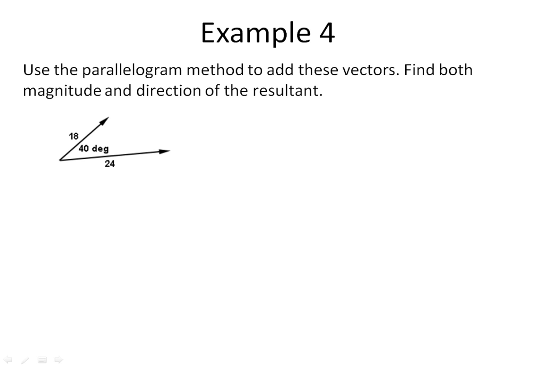Okay, example 4, they want us to use the parallelogram method to add these vectors. Notice this is the situation where we have to use the cosine law because we have two lengths and the angle between them. Okay, so they want you to find the magnitude and direction of the resultant. This is something that shows up in physics a lot because this is like two forces acting upon an object at the same time. So the way you do this is you construct the parallel line to the 18 and you construct the parallel line to the 24, and where those meet forms a parallelogram and the diagonal is going to be the result.